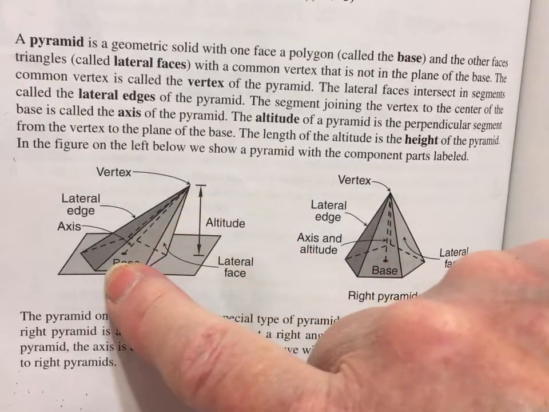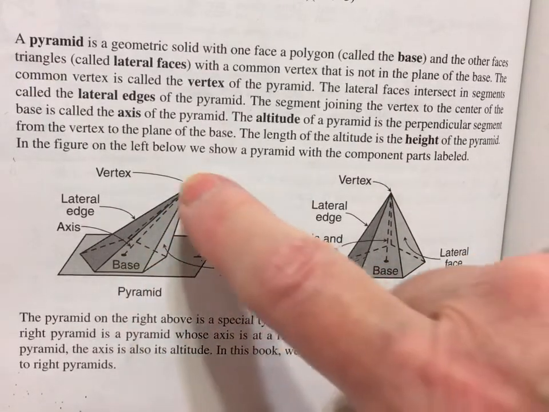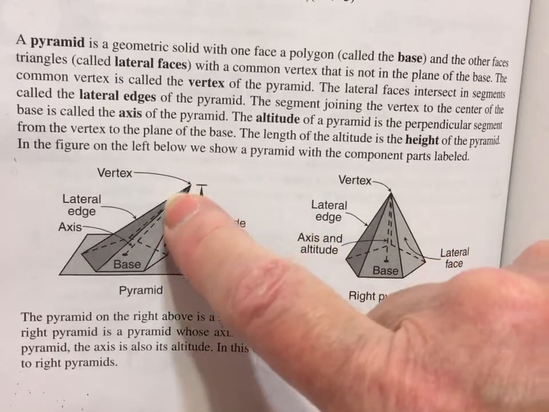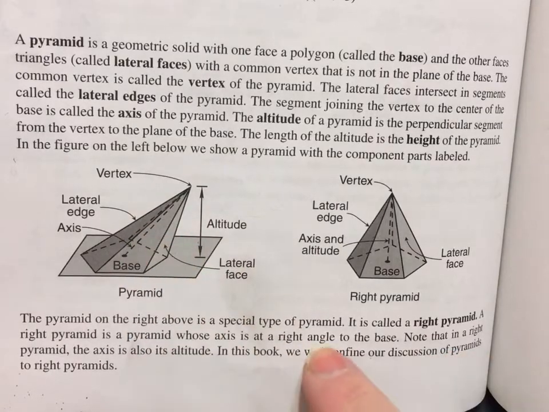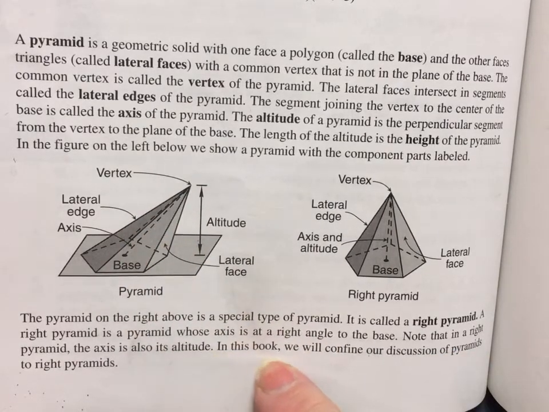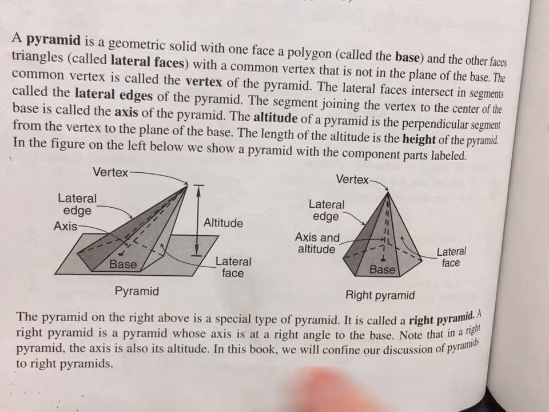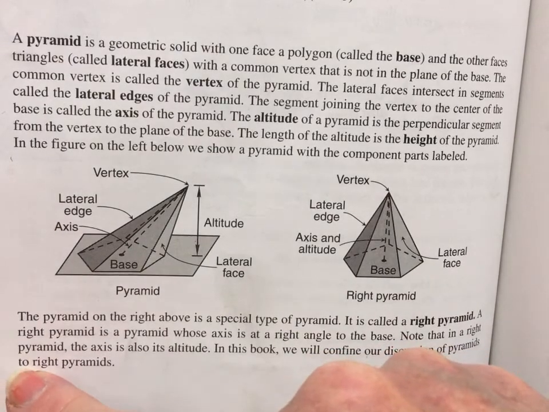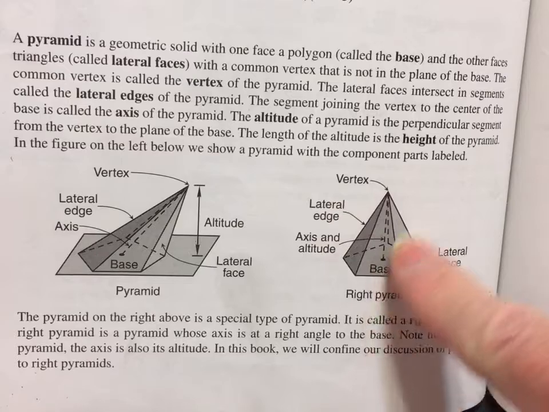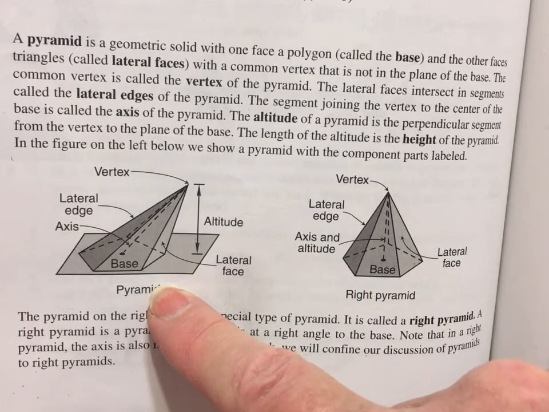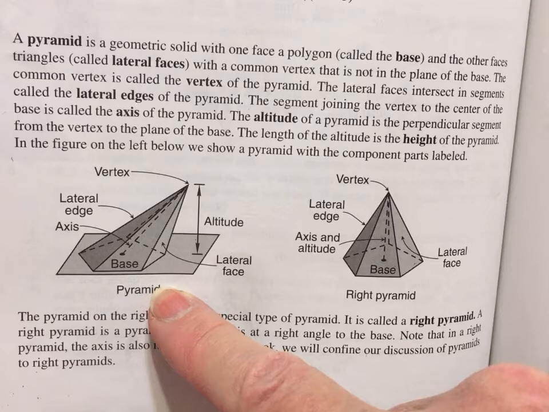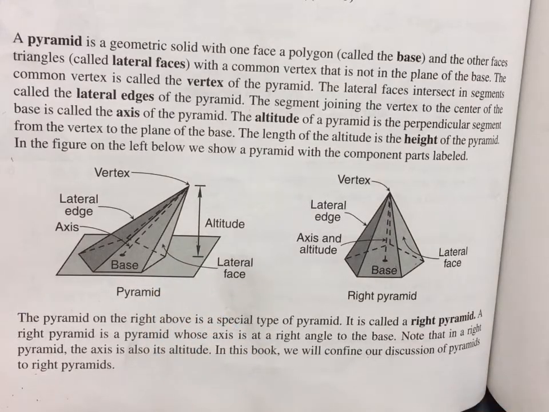But in a slanted pyramid like this, the altitude and the axis are two separate things. Now, notice that this one's kind of complicated. In this book, we will confine our discussion of pyramids to right pyramids. So we're only going to play with these in this book. We don't really have to mess with those in this book. Okay, so that makes it very nice.